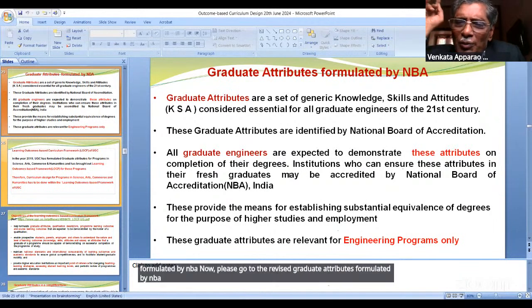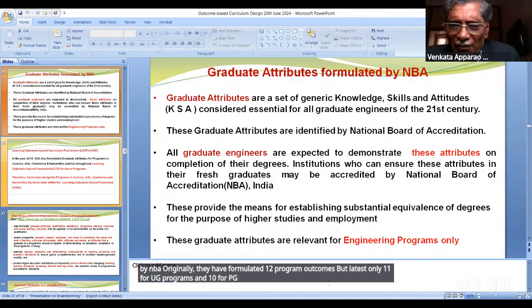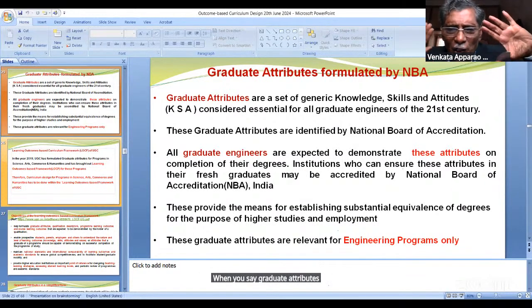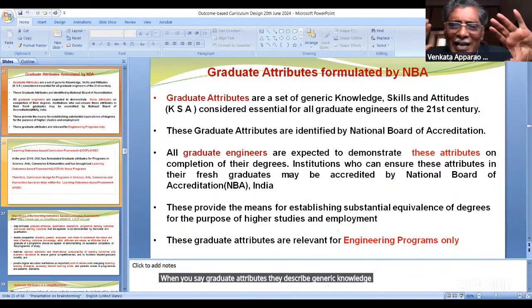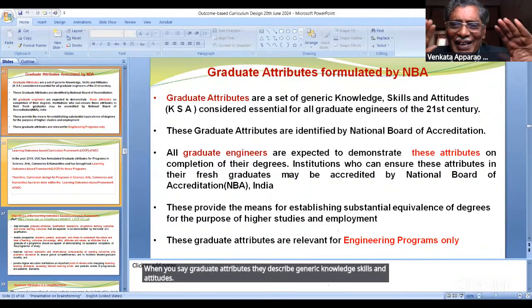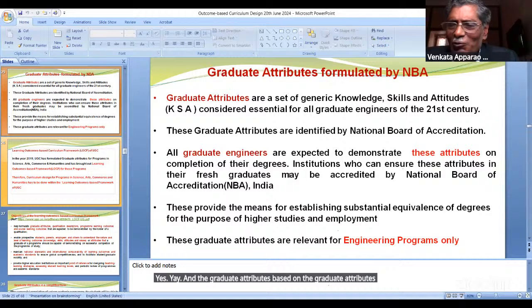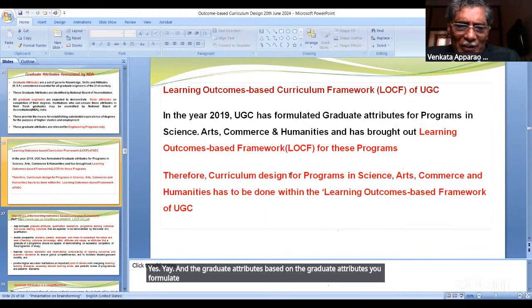Originally, they formulated 12 program outcomes, but the latest revised guidelines have only 11 for UG programs and 10 for PG programs. When you say graduate attributes, they describe generic knowledge, skills, and attitudes, KSA, right? And based on the graduate attributes, you formulate the program outcomes, right?